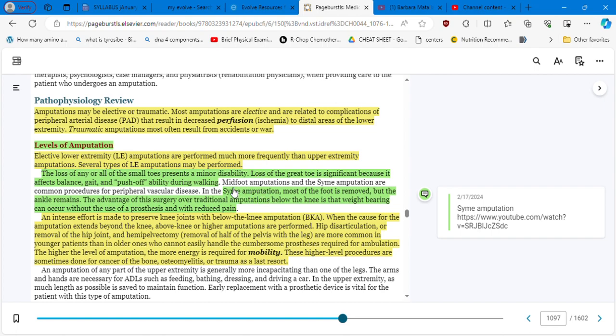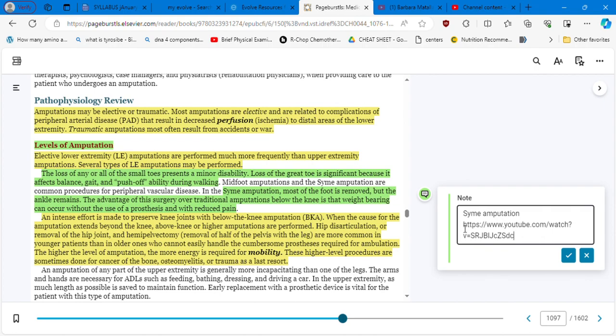We have Syme amputation. Most of the foot is removed. This is a type of amputation, but the ankle remains. The advantage of this surgery over traditional amputations below the knee is that weight bearing can occur without the use of a prosthesis and with reduced pain. So let's watch a video about the Syme amputation.